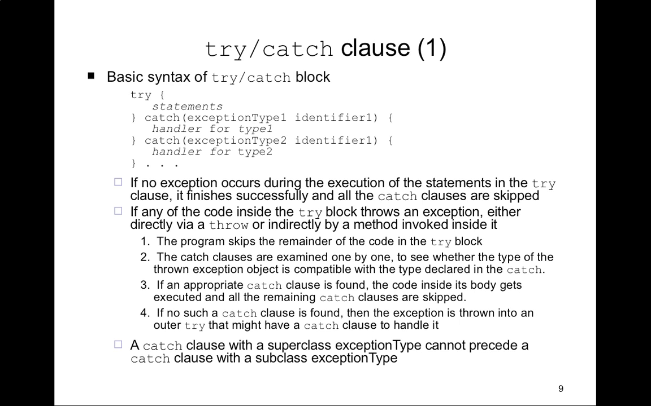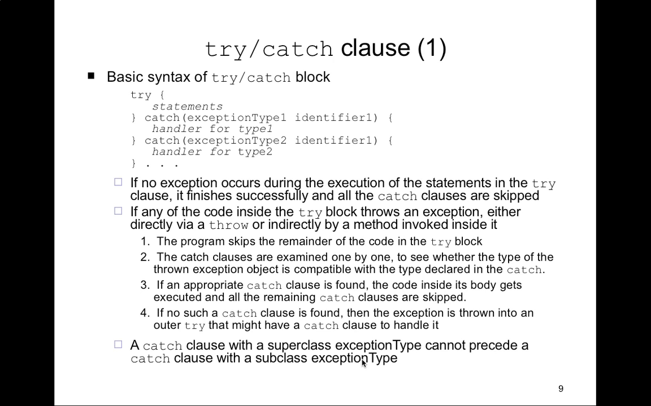If no such catch clause is found, then the exception is thrown into the outer try, which might have a catch clause to handle it on the outer level, which is kind of the default. If you think of it, if you develop a default. Otherwise, if you have no outer try catch, you're not going to have anything caught.